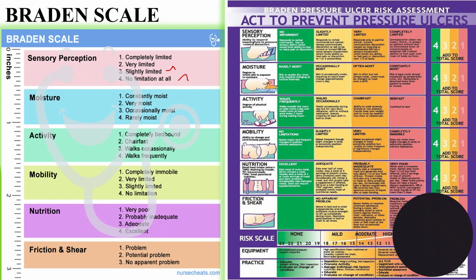When we come to the scoring of the scale, we can have a score according to the components. Okay. If the person is at severe risk, the score is 9 or below. If it is high risk, up to 12. If moderate, up to 14. If mild, up to 18. If none, up to 23.